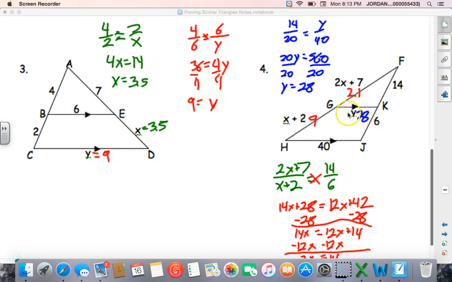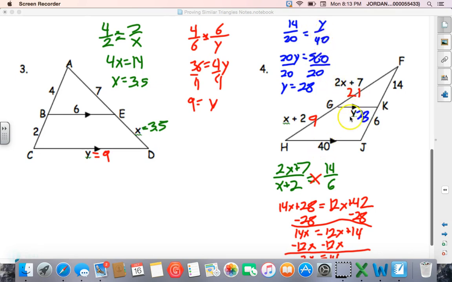Now this one was a little bit tougher, had some extra terms in it, but you still do it the same way. Okay, so first the easy part. If we just want to find this side right here, you have to take the part and put it over the whole. So we do 14 over the whole side, 14 over 14 plus 6, which is 20. And then set that equal to the part, which is y, over 40.